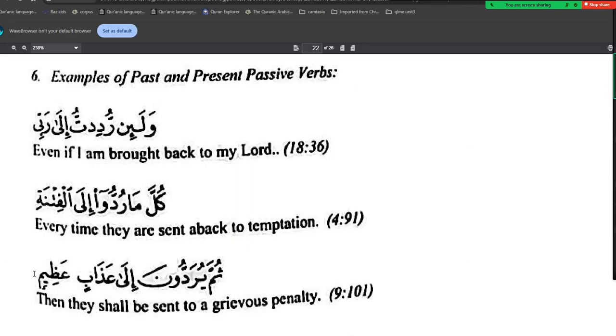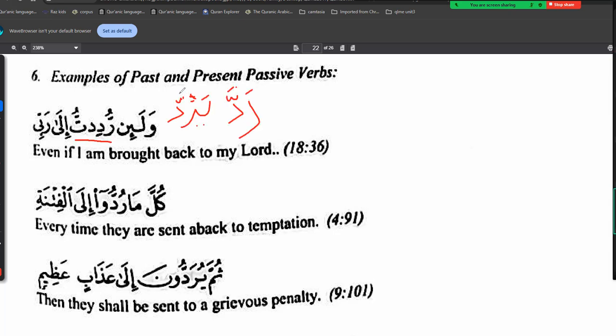So the examples from the textbook are examples of past and present passive verbs, that is majhul verbs. أعوذ بالله من الشيطان الرجيم بسم الله الرحمن الرحيم وَلَئِنْ رُدِدتُّ إِلَى رَبِّي. Even if I'm brought back to my Lord. Now tell me, it becomes easy for you to explain now. So which is the word? You should tell me everything, and tell me madi mudari too. Okay? MashaAllah. Rudittu. If I am brought back to my Lord.